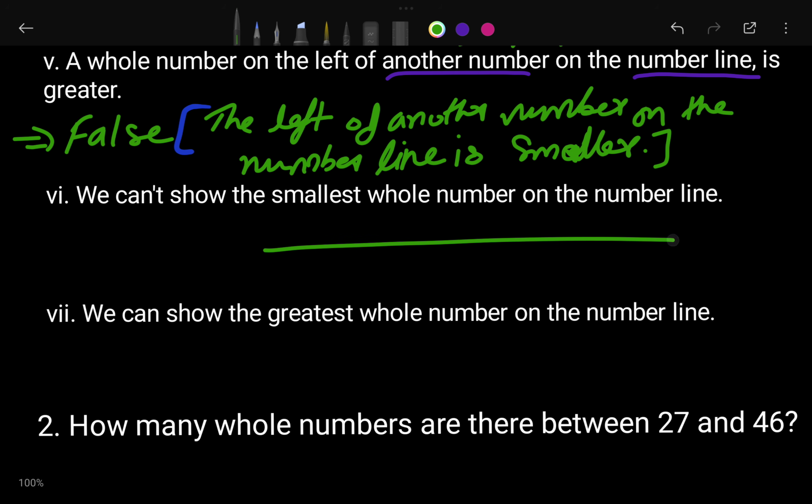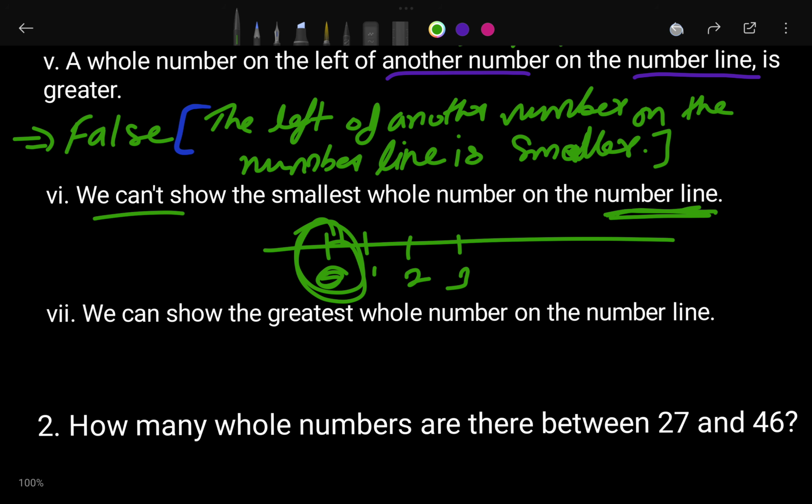The smallest whole number is 0, and this is 1, this is 2, this is 3. So will we show the smallest whole number is 0? We already showed the 0 on the number line. We can show the smallest whole number on the number line. The smallest whole number is 0, and we are representing the 0 on the number line. We can show the 0 on the number line like that.